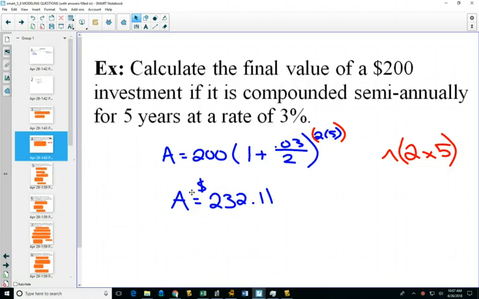And plug in your values. Very straightforward. Some of the things that are hard here is figuring out, well, what does semi-annually mean? How many times per year is that compounded? So that would be twice a year. $232.11. So these first two examples, very straightforward. You could just type them into your calculator.